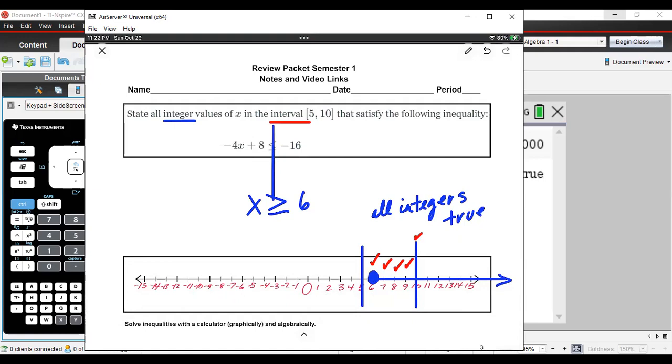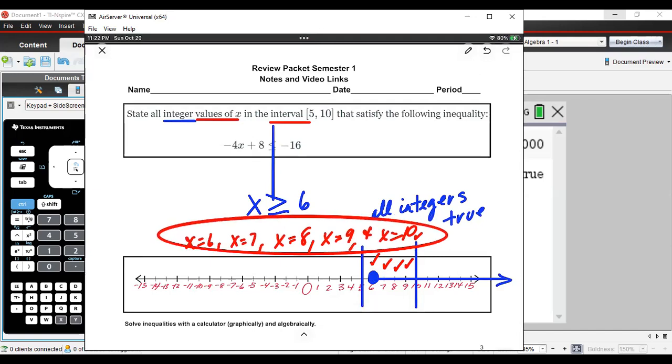So for all of our integers, we would say x is greater than or equal to 6, but the answer is, what are the integers? So you would say x equals 6, x equals 7, x equals 8, x equals 9, and x equals 10. These integers in this interval will make this inequality true. The only number that doesn't work is 5, but that's it. That's all you're doing. But again, you're still doing the same thing as last time. You're trying to find where the intersection starts. So that's where your arrow is going to start.